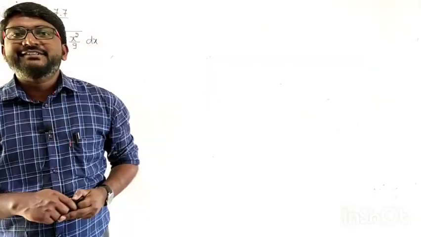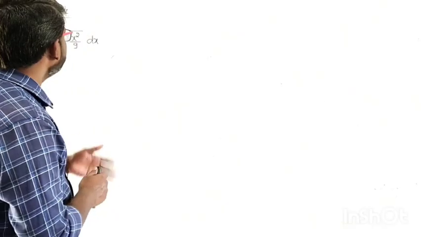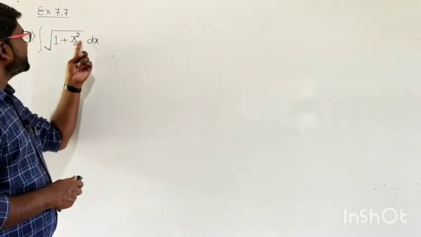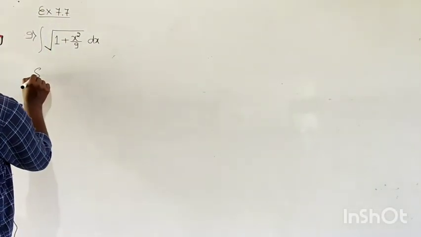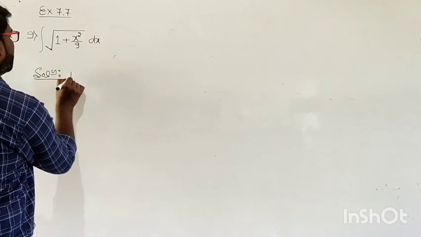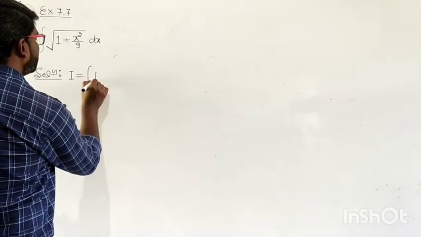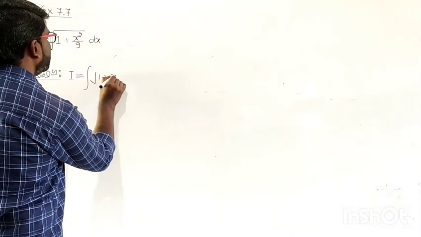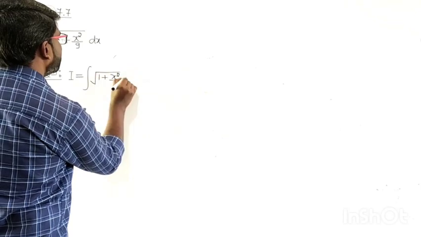Let's take the 8th problem as an assignment. So I'll be solving the 9th one. It is the integral of under root 1 plus x square by 9 dx. So let us take this as I, which is equal to the integral of square root of 1 plus x square divided by 9 dx.